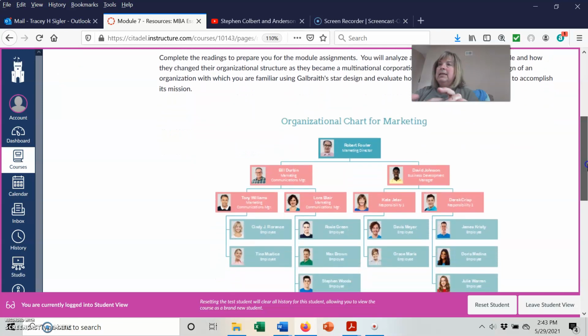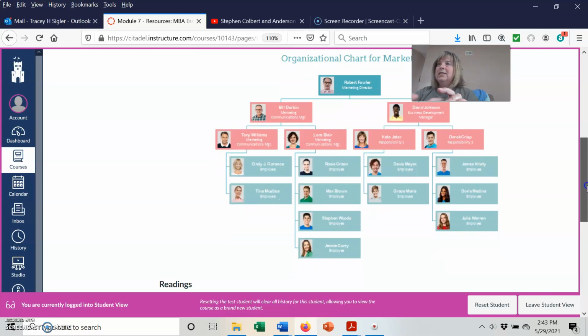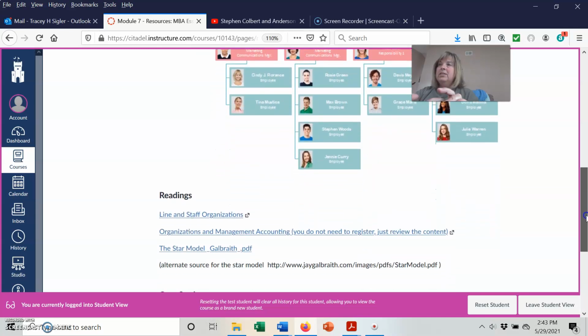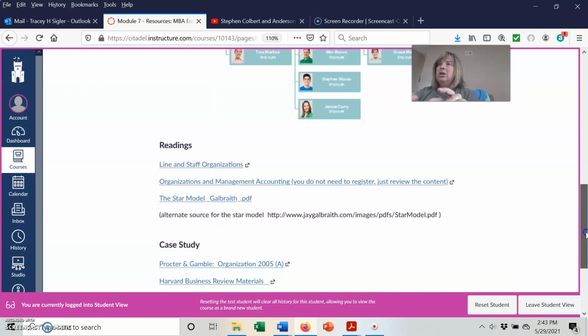You've probably seen an org chart for your current or past organization. That's just an example of one way that we show what an organizational structure looks like.